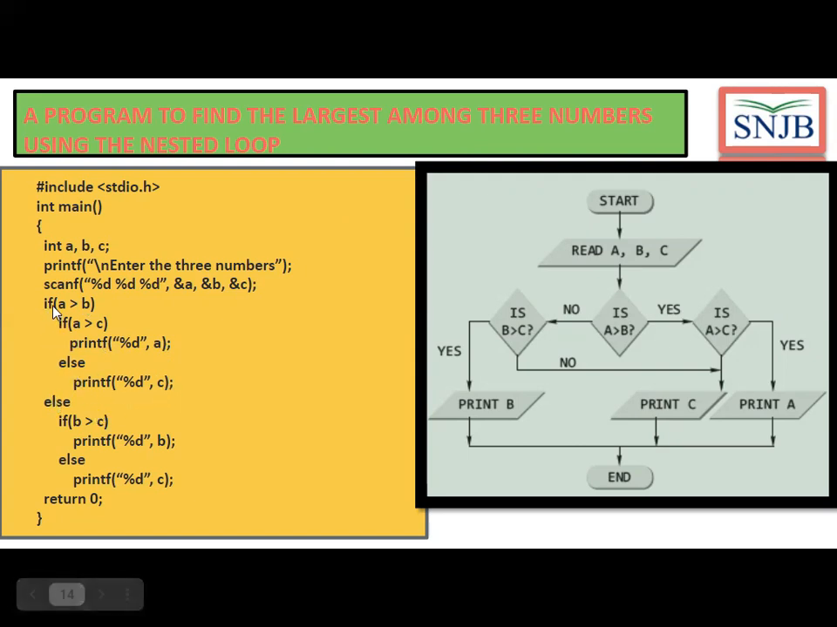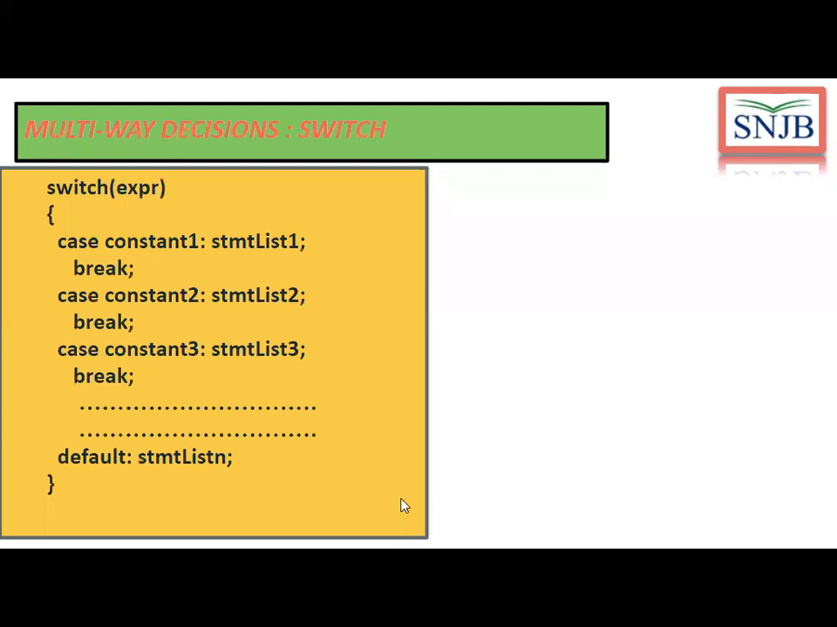Now the else part. If this condition becomes false, then we will check which condition? b is greater than c. If b is greater than c, then printf %d, that is we have to print b. Else we have to print c. Okay. Now next is multi-way decisions. Multi-way decisions are made with the help of the switch statement.